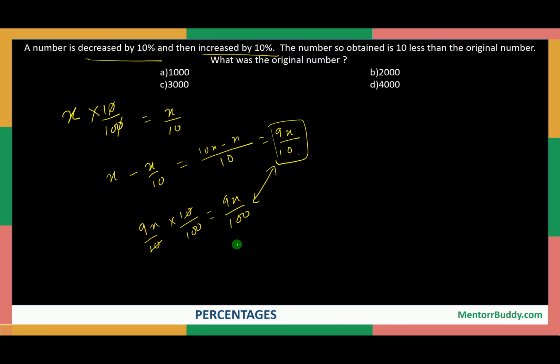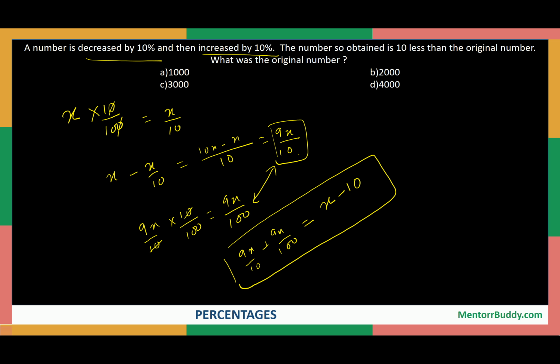So the new number will be how much? 9x by 10 plus 9x by 100. Now this number so obtained is 10 less than the original number. So this is equivalent to original number x minus 10. This is the equation which we get. Right, now we need to solve this equation to get finally the value of x.